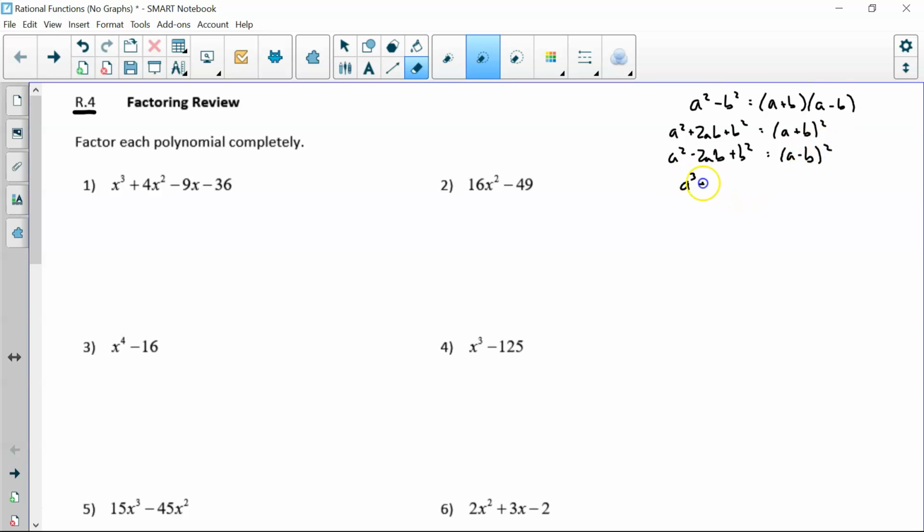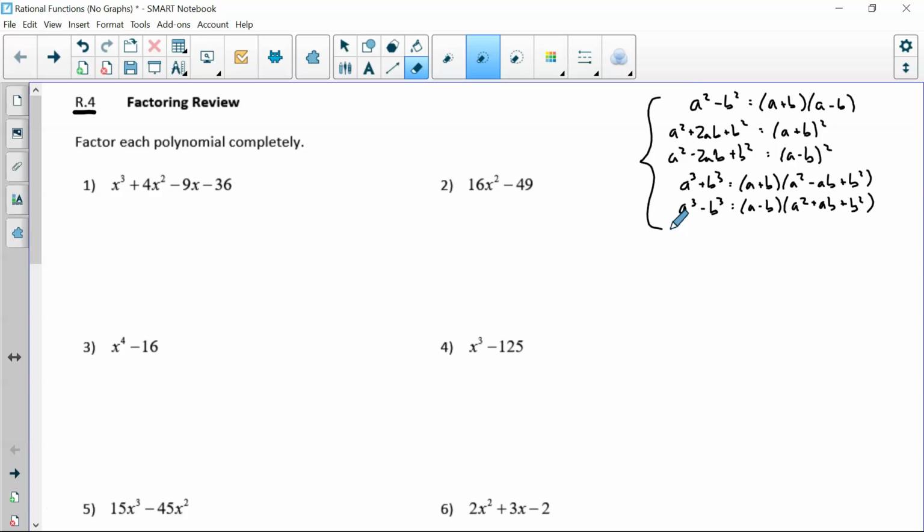A cubed plus b cubed, we talked about this in the last section, is going to be a plus b times a squared minus ab plus b squared. And then a cubed minus b cubed is in the form of a minus b times a squared plus ab plus b squared. When these come up, I'll refer back to these patterns. Now, for number 1, it doesn't fit any of those patterns.